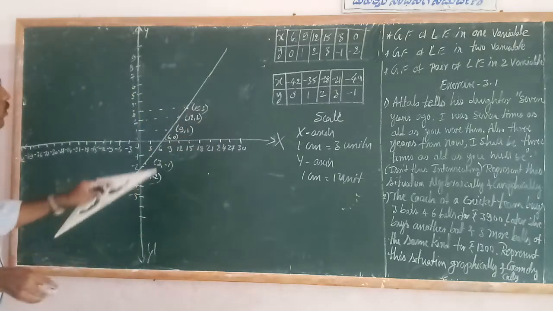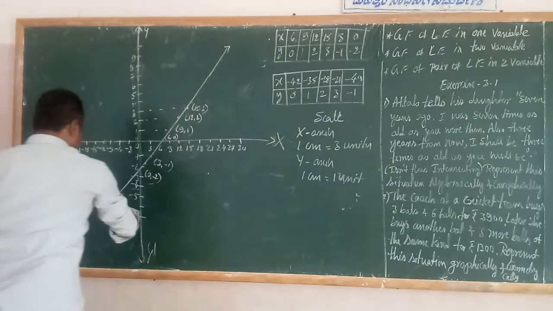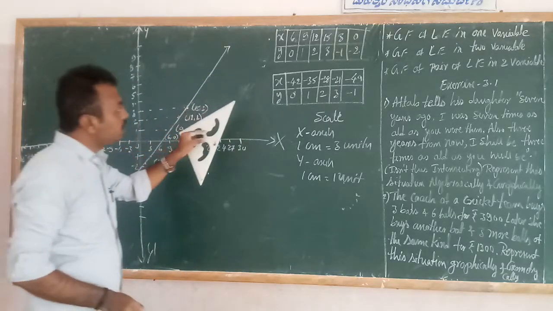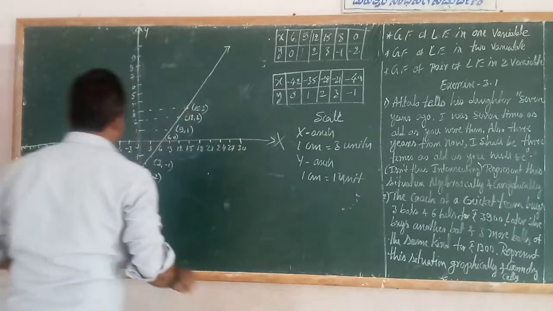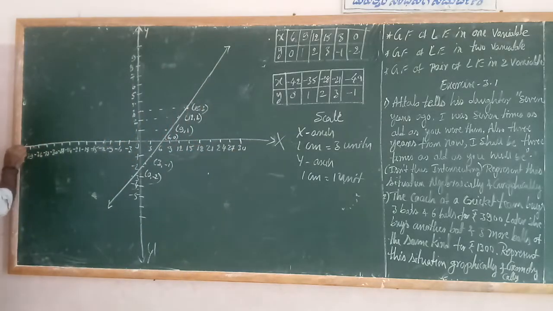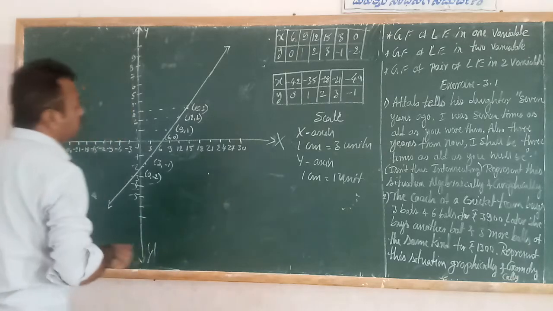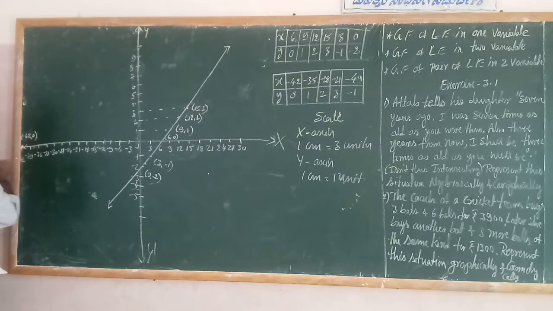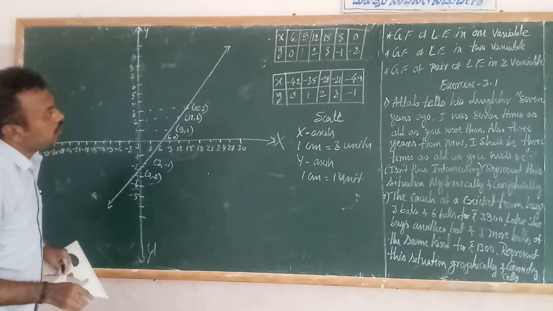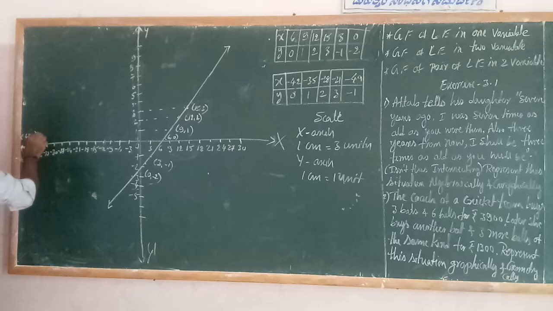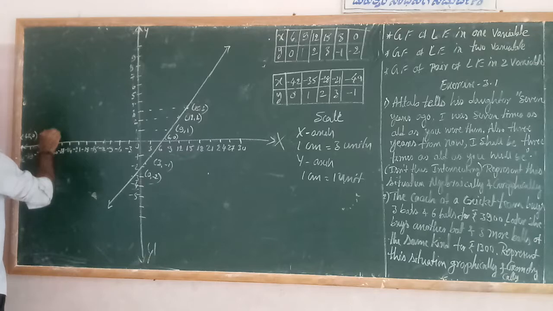Okay, so next we'll come to the second table. What is the second table? x and y. Minus 42 comma 0. See, where is minus 42? Here. Minus 42 comma 0. Okay. Next, minus 35 comma 1; 35 means it will come here, after 36. So minus 35 comma 1.